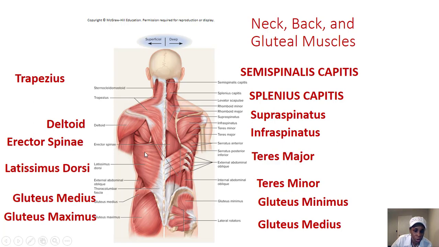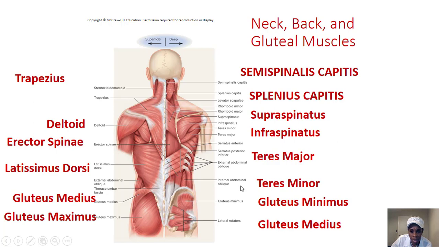Now you see the erector spinae muscle. It's a group of muscles. You see the longissimus dorsi, the very back. Latissimus dorsi, the very large one here. We have the gluteal muscles. Gluteus maximus is right here, the big one, the buttock. And then the gluteus medius is superior right here, and the gluteus minimus is under right here. So gluteus medius, right here. So the gluteus minimus here.